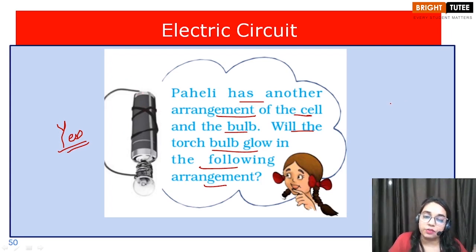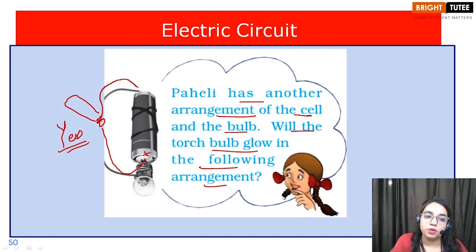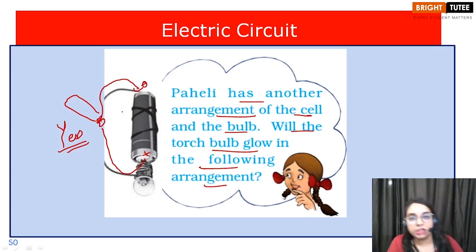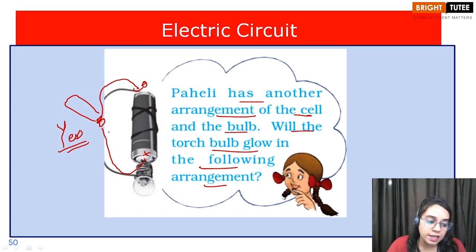And even if we reverse the terminals children, that is if we connect the wire to the positive terminal and then connect the other end to the base of the bulb and then bring the base of the bulb closer to the negative terminal, even in that case the bulb will glow. Why? Because even in that case the circuit will be completed.